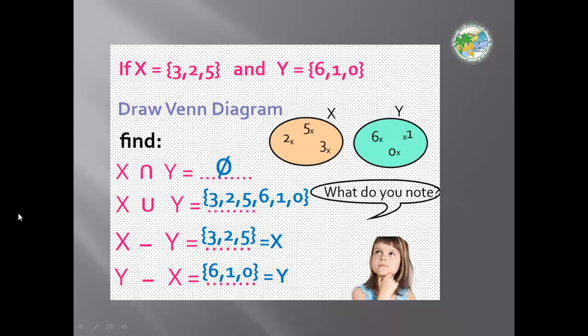This is our lesson. X difference Y: which elements belong to X and don't belong to Y? They are 3, 2, 5, the elements of X, which don't belong to Y, so it equals X. Y difference X: which elements belong to Y and don't belong to X? 6, 1, 0, which equals Y.